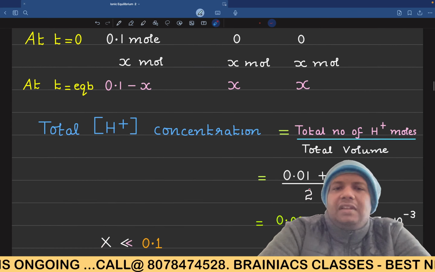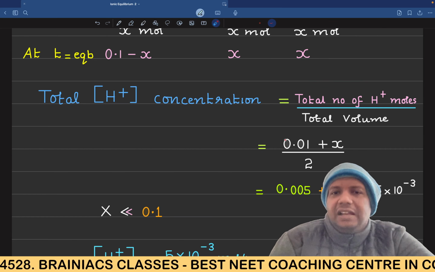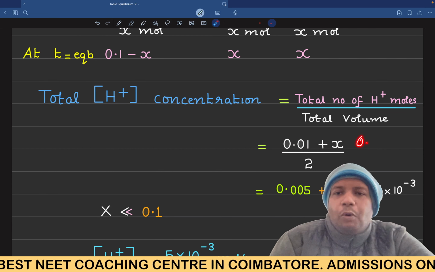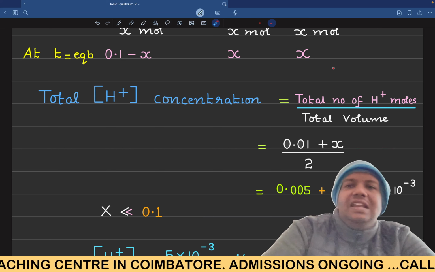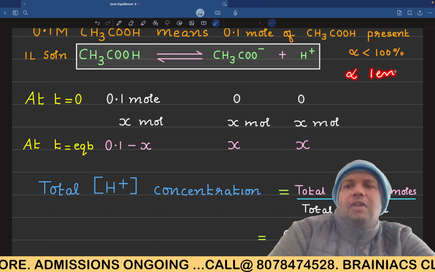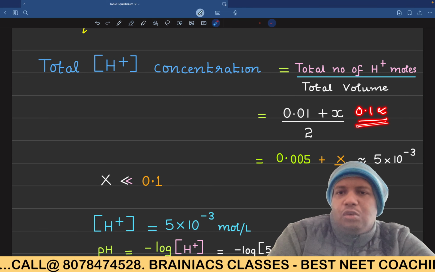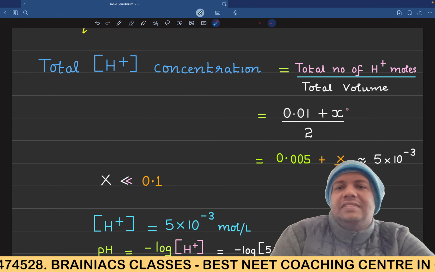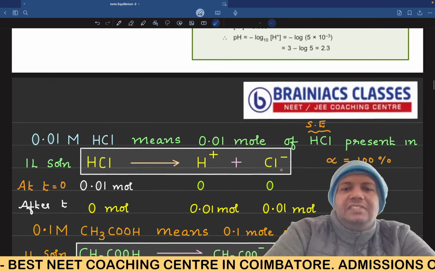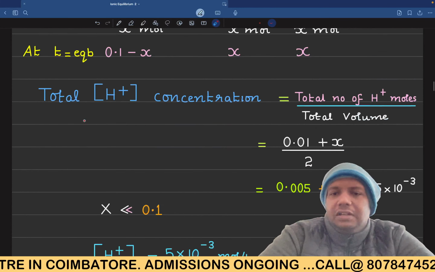Now let's calculate the total H plus ion concentration. Total H plus ion concentration is the total number of H plus moles, that is 0.01 plus 0.1 alpha. This alpha value would be very small for a weak acid. We can say this X, equal to 0.1 alpha, would be very small, so we are ignoring this X. We are taking only this particular value, that is the H plus ion that is generated due to the strong HCl. That is the most important thing to remember.